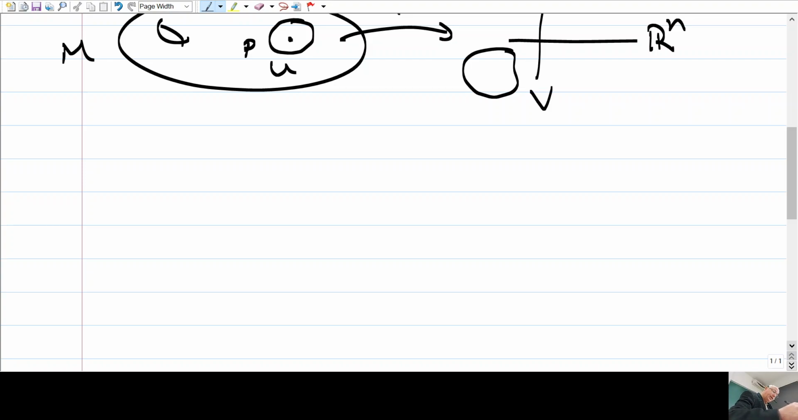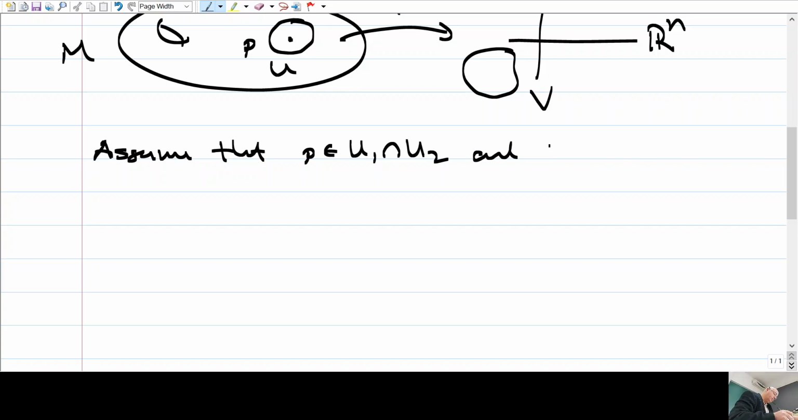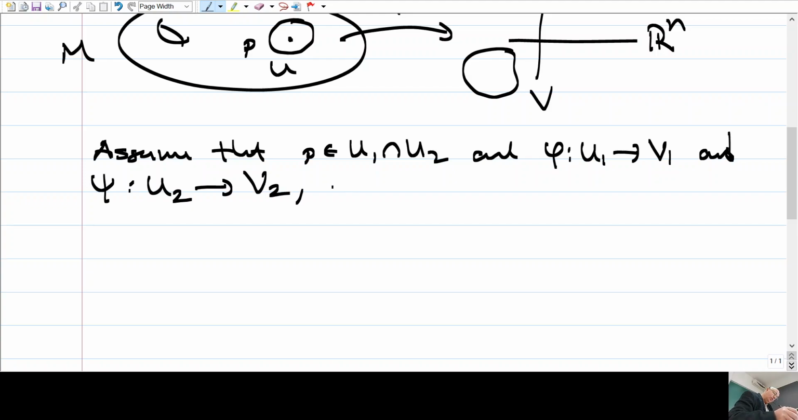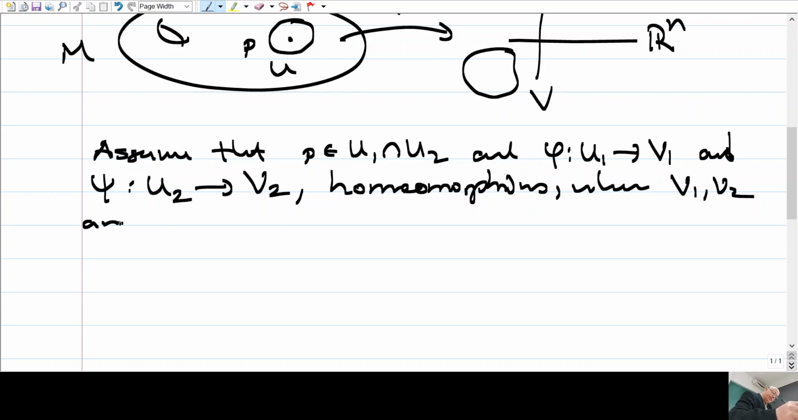Elimizde diyelim ki bir noktayı içeren iki tane open set olsun. Assume that P is in U1 intersection U2, and phi from U1 to V1 and psi from U2 to V2 are homeomorphisms, where V1, V2 are open subsets of Rn.